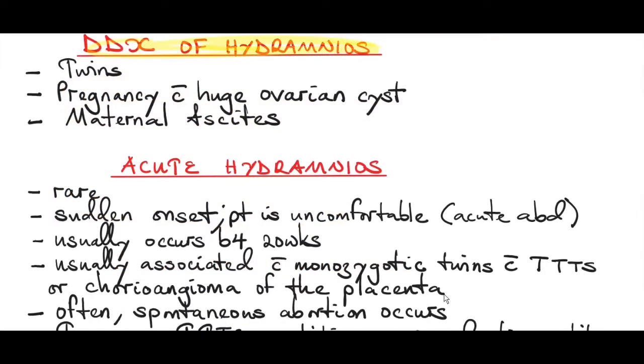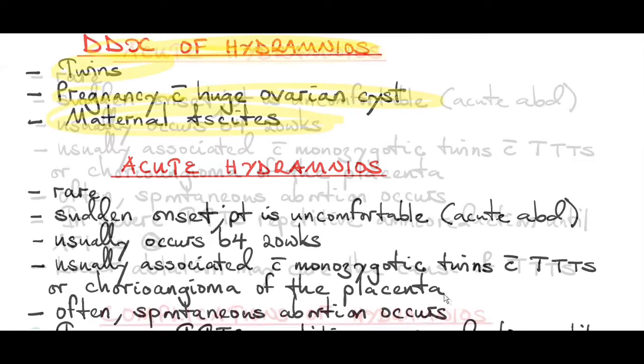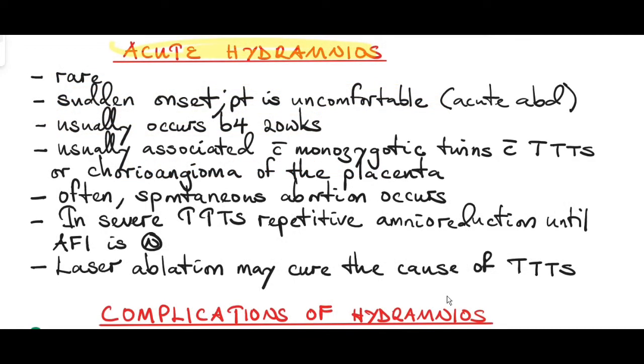Differential diagnosis of polyhydramnios: multiple pregnancy, yes, pregnancy with a huge ovarian cyst, as well as maternal ascites. Acute polyhydramnios is rare, it's of sudden onset, the patient is uncomfortable, so she will have an acute abdomen. It usually occurs before 20 weeks, and it's usually associated with monozygotic twins with twin-to-twin transfusion syndrome or chorioangioma of the placenta. In most occasions, there is spontaneous abortion that happens.